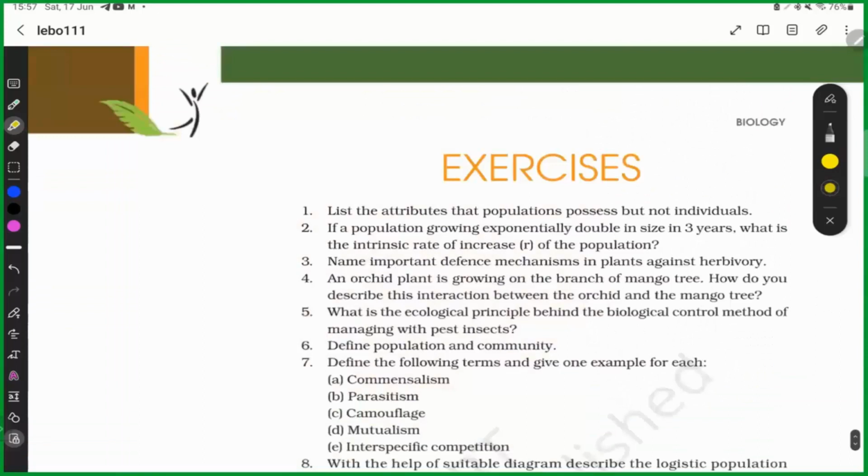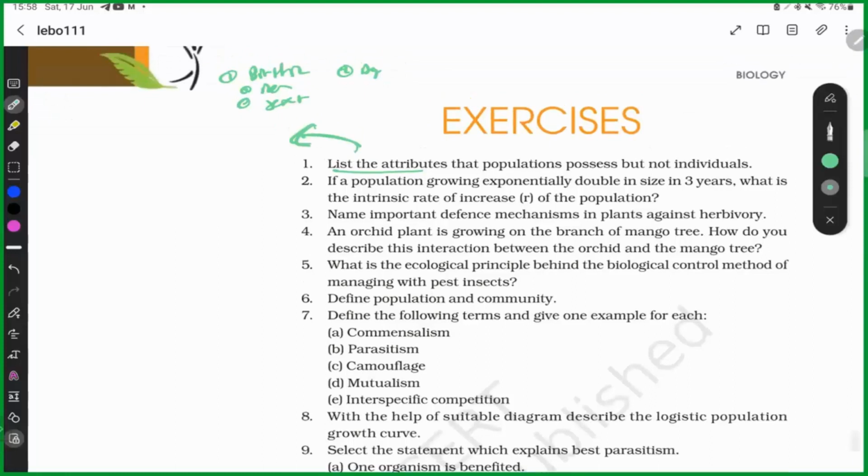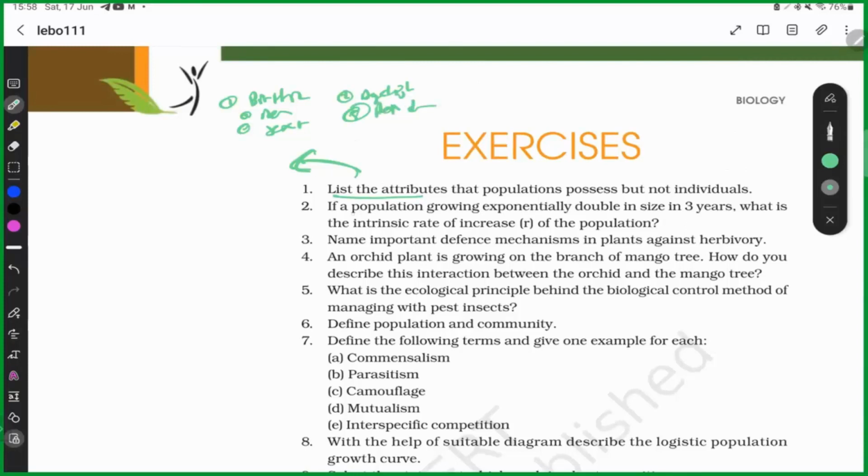So I have a question for you. List the attributes we discussed earlier in the beginning. First is birth rate, death rate, sex ratio, age distribution, population density. If a population is growing exponentially and doubles in size in 3 years, what is the intrinsic rate of increase?